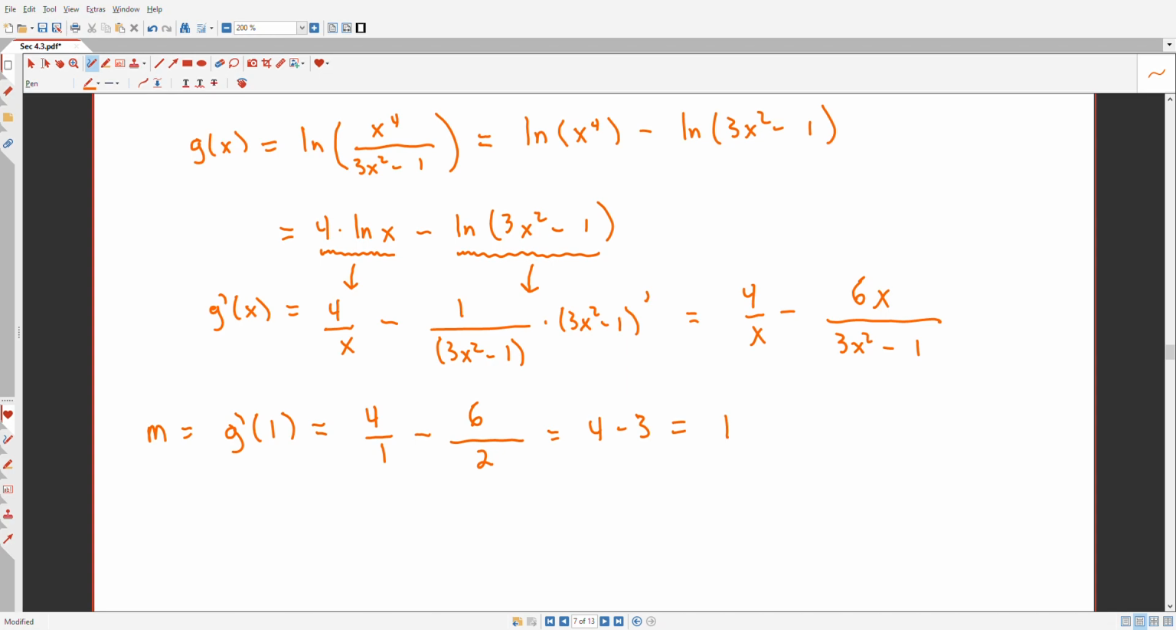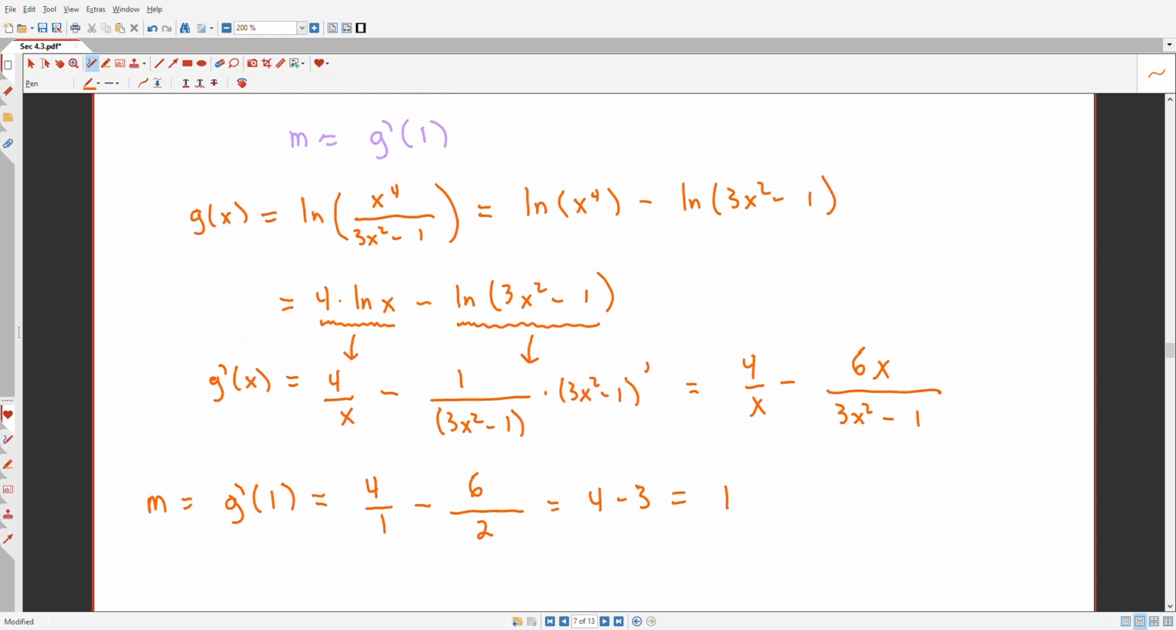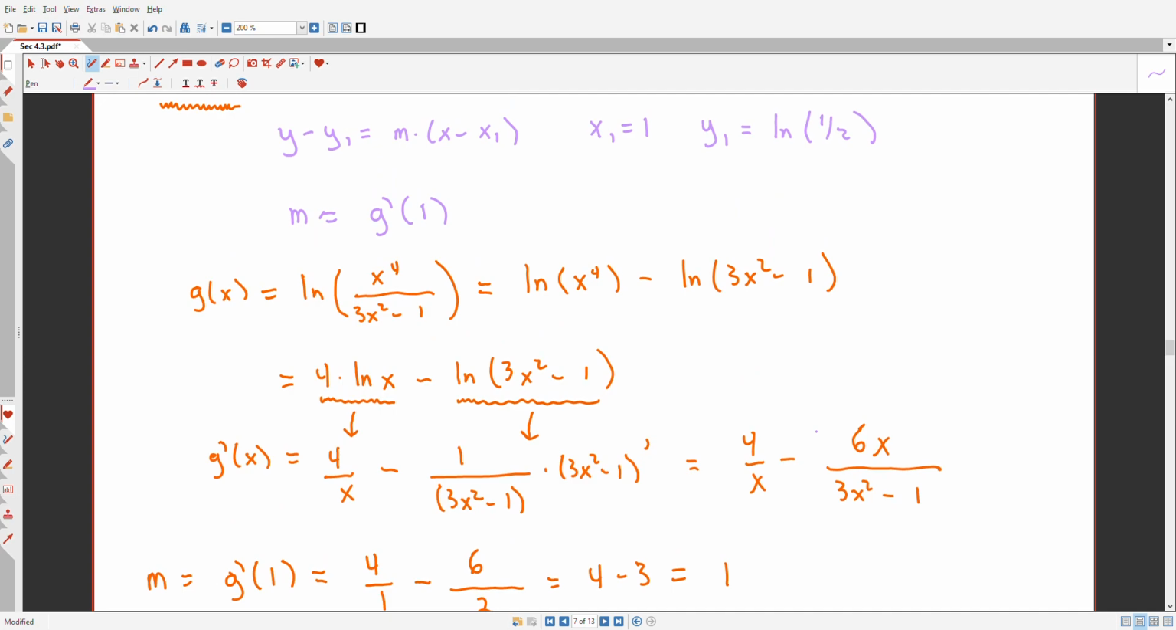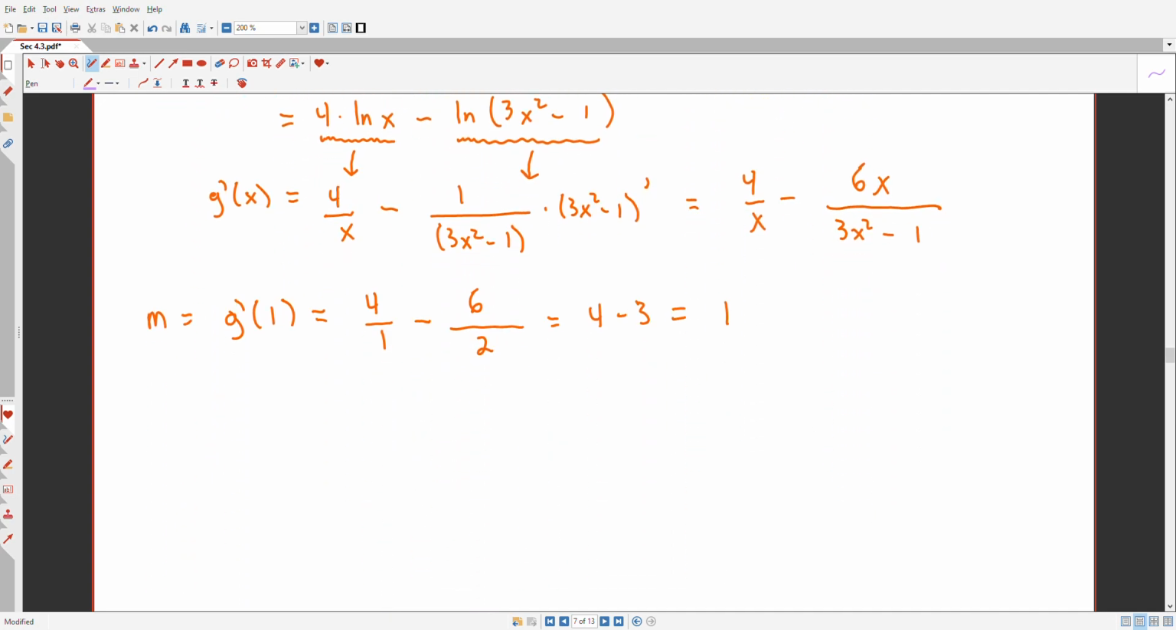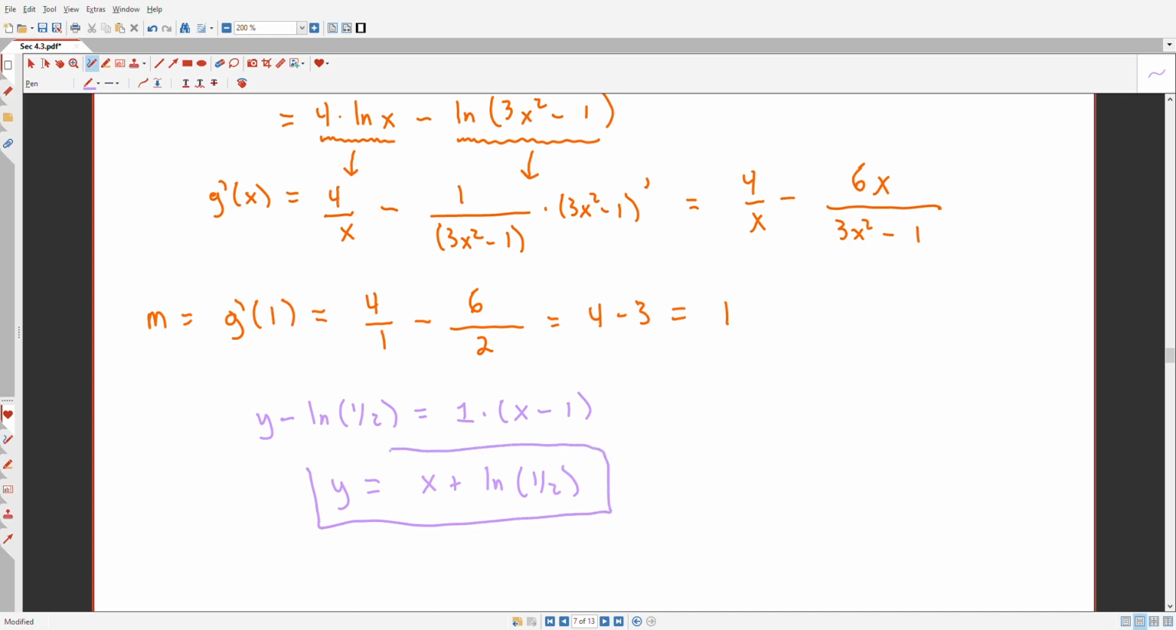The slope of this tangent line was just 1, and so I will get y minus y1, which was the natural log of 1/2, equals our slope, 1, times x minus 1. So if I rearrange this, I'll get y equals 1 times x plus this funny number, the natural log of 1/2. Alright, that's not too bad.